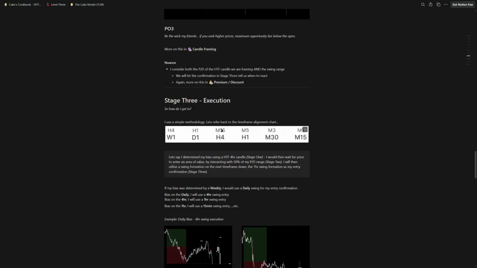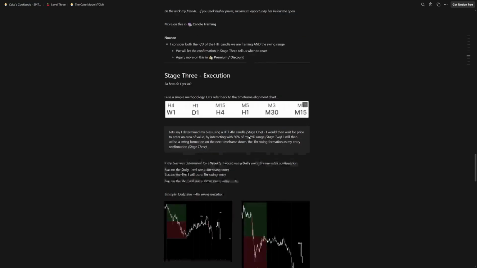So if I'm looking at a 4-hour bias, I want to see a swing formation on the 1-hour after stage 2 has been completed. So stage 1, determine the bias. I'm looking at H4. Stage 2, find that value, look for the 50% to be interacted with. And then stage 3, look for the next time frame down on the H1 for that entry confirmation. Okay, so really, really simple.